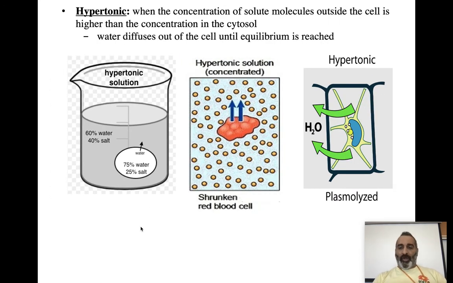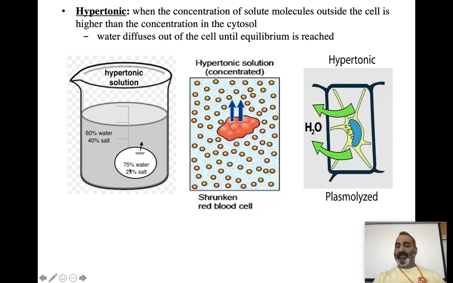In a hypertonic environment, this is the opposite of hypo. Hypo meant low, hyper means high. All right, so this is a high solute concentration on, in this case, the outside. Now, another word for cytoplasm is cytosol. Don't let that mess you up. Cytosol, cytoplasm, same thing.